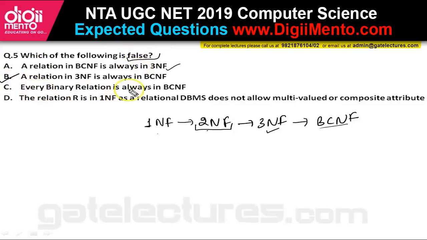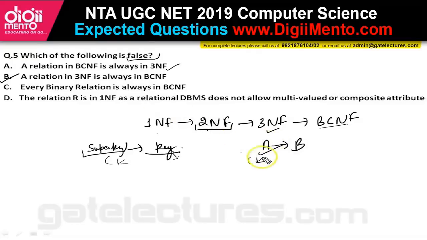C option says every binary relation is always in BCNF. What does BCNF say? Only a super key or a candidate key can derive a non-key attribute. And they're talking about a binary relation. It means here only A is giving B, let's say, and A is already my candidate key, so this is already in BCNF. So C is also right here. Now the fourth option says the relation R is in first normal form, as a relational database does not allow multi-valued or composite attributes. This is also right. The very first condition which every database must follow is that there should not be any composite or multi-valued attribute. So B is the answer here.